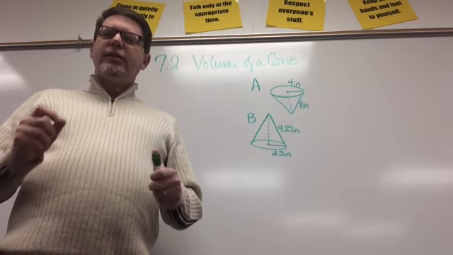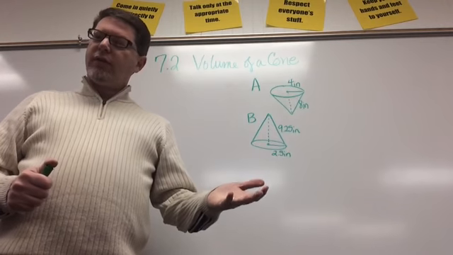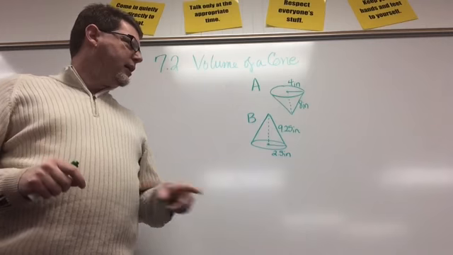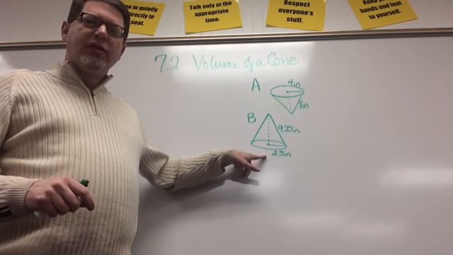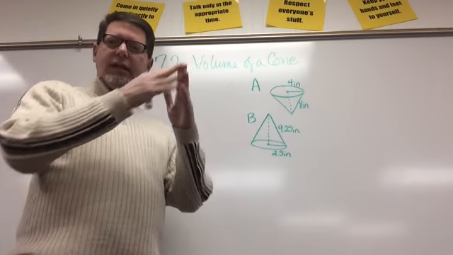Hello students. Today we're going to look at volume of a cone. Now yesterday we looked at volume of a cylinder, and cones and cylinders are similar in that they both have bases that are circles. A cone just doesn't have a circle at the other end. It meets at a tip.